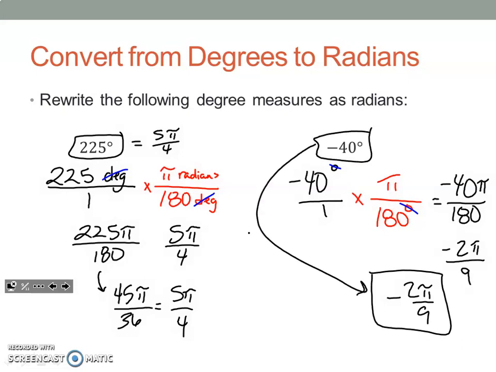Okay, and right now you really don't need to know necessarily what the radians mean. We're going to talk about that more in lesson 9-3, sorry. Right now we're just practicing converting them. So this is an example of how we go from degrees to radians. On this next slide, I'm going to show you how to go the opposite way.